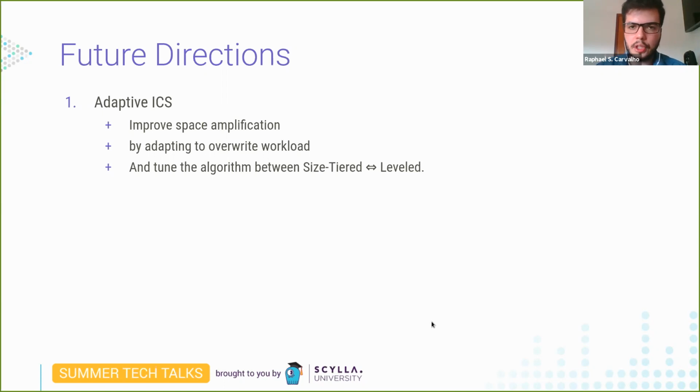So we could use some machine learning approach, some algorithm, to see that depending on the workload of a specific table, we would like to tune the algorithm between the size tiered and leveled approach for the ICS. And this idea does not apply to the existing compaction strategies. It applies only to ICS.